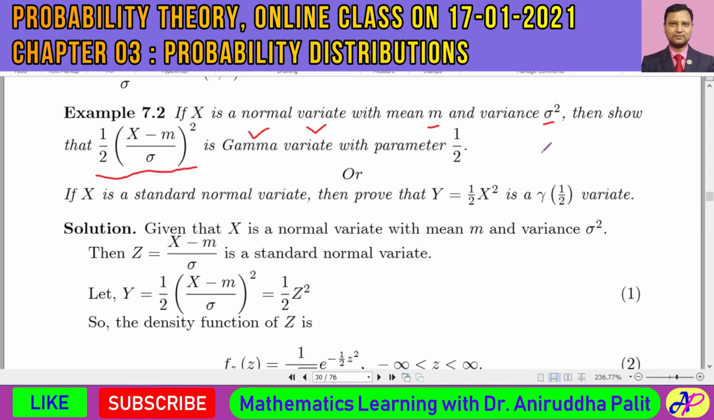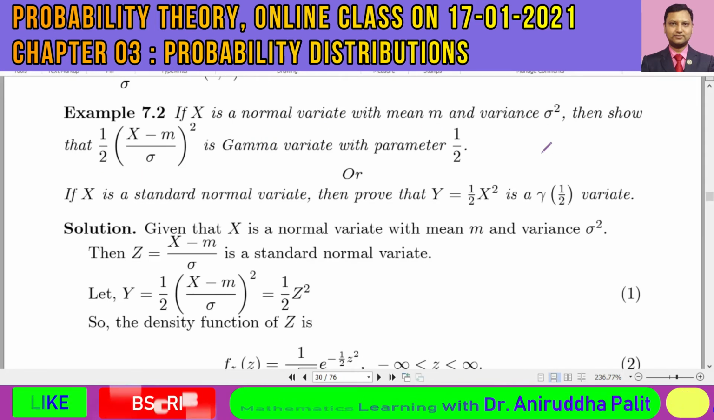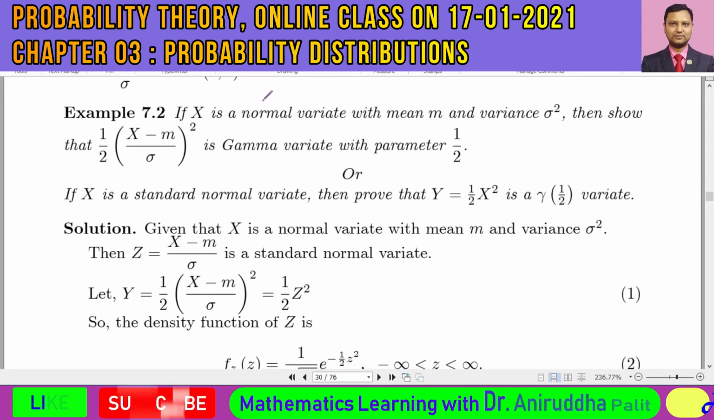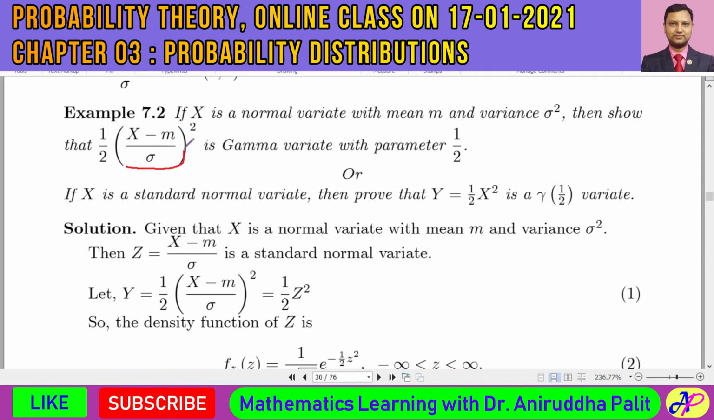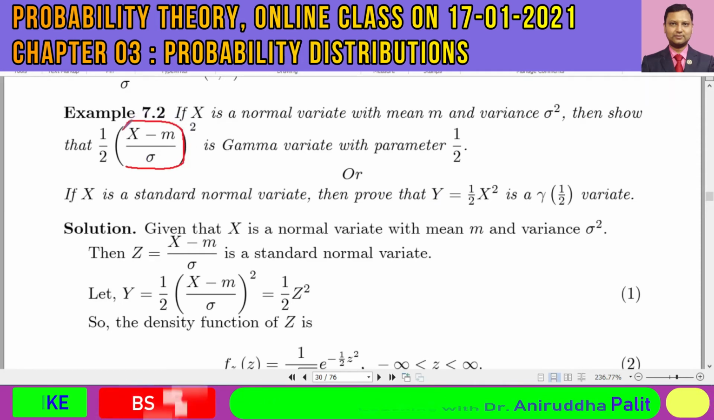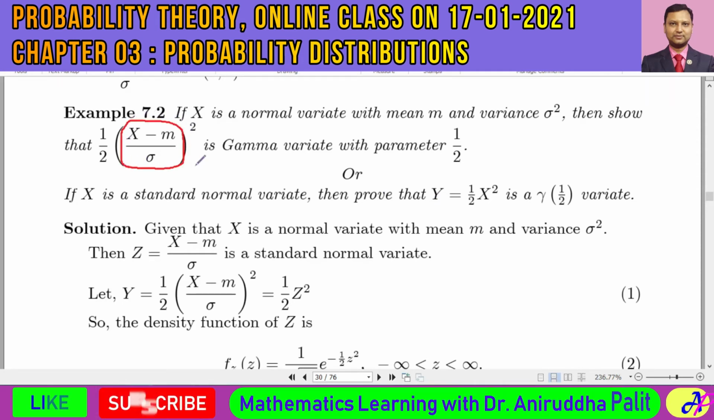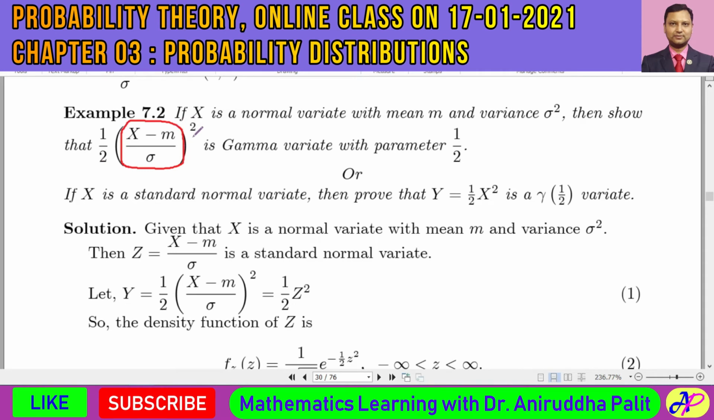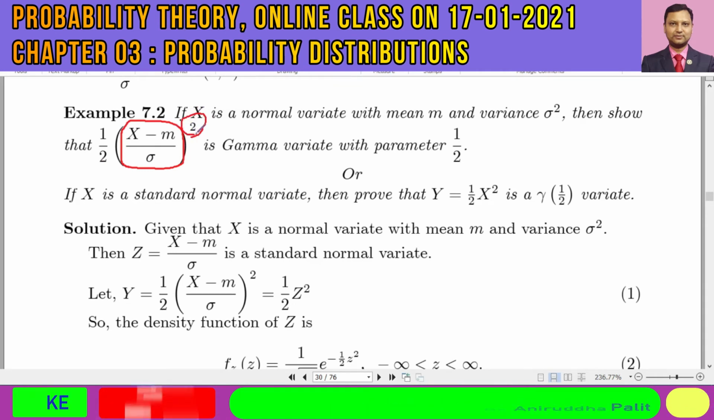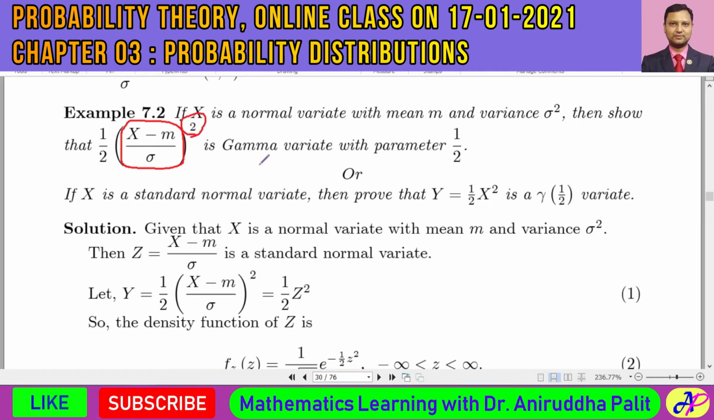And this same question comes in a different fashion. Over here, x is a normal variate with parameters m and sigma, and in the previous example, I proved that this expression within this bracket, (x minus m) by sigma, is a standard normal variate. So this total expression becomes half into a standard normal variate, its whole square. Got it? That follows a gamma distribution with parameter half.